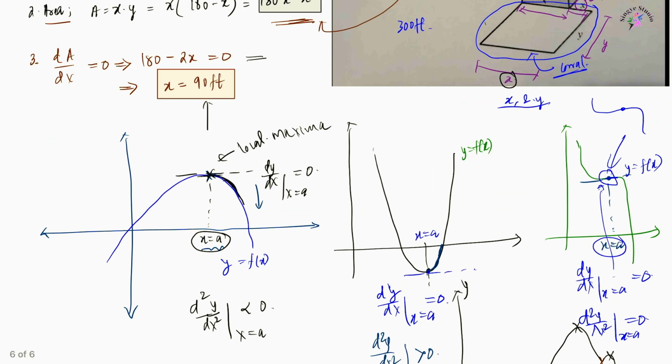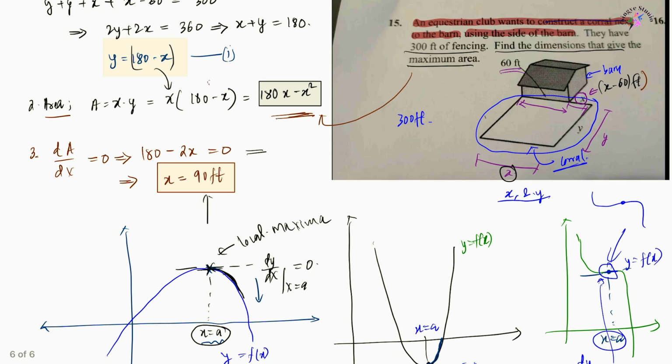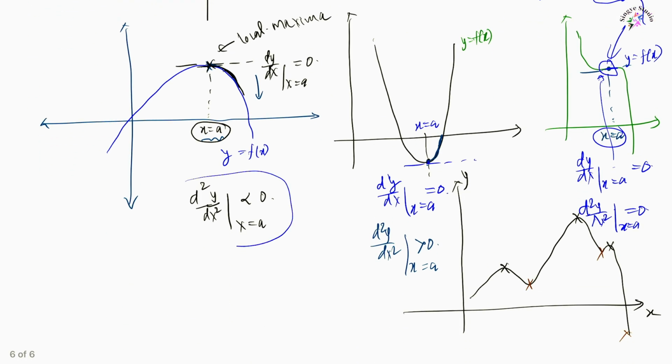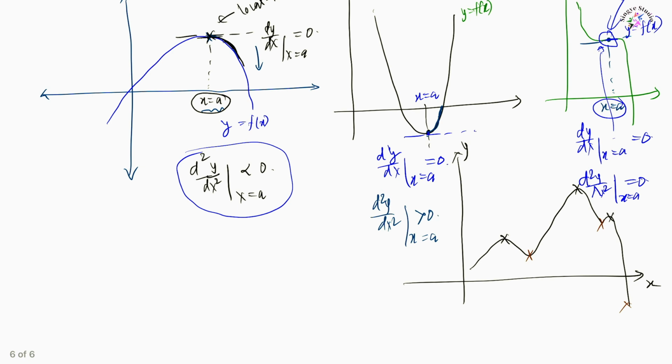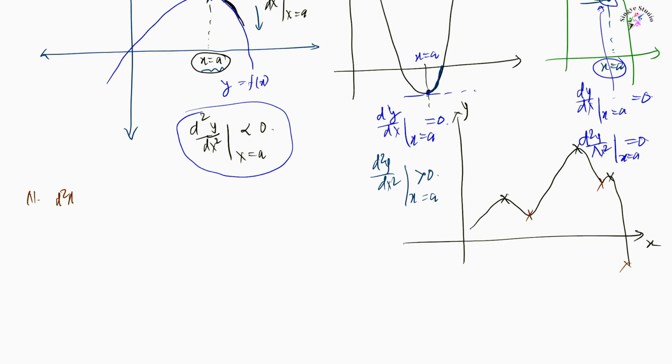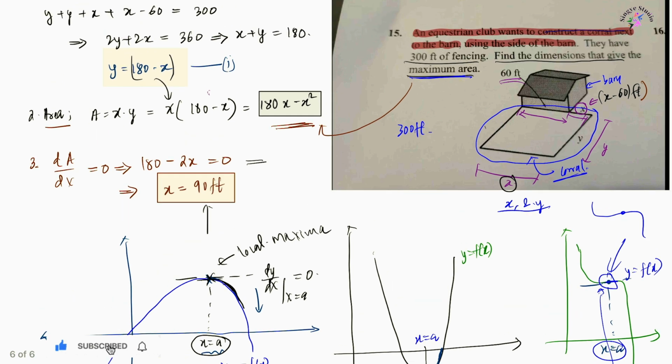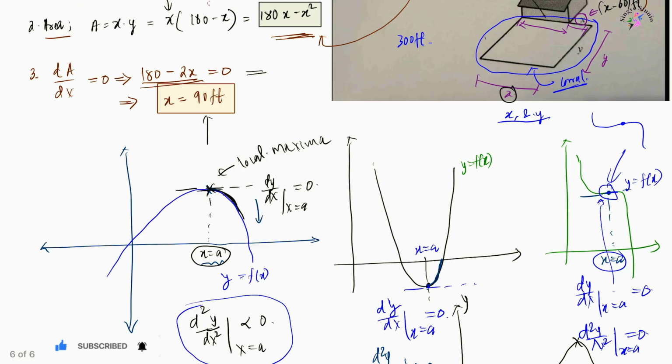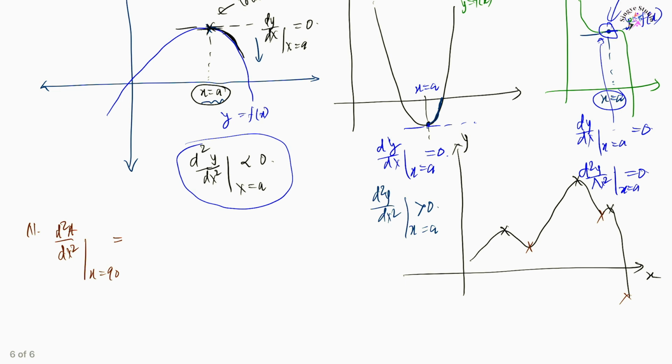Okay, so like this, if we want to maximize the area, our second derivative should be less than 0, which means it should be negative. Okay, I hope you have understood this. Now we have to find the second derivative of this function, d squared A upon dx squared at x equals 90. How much is it? Here, 180 minus 2x is dA upon dx, right? So it will become negative 2 only.